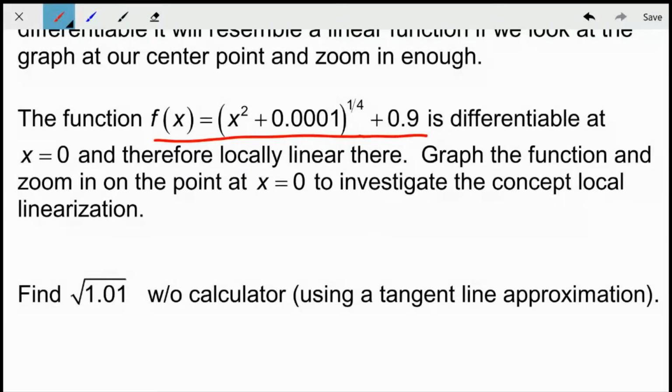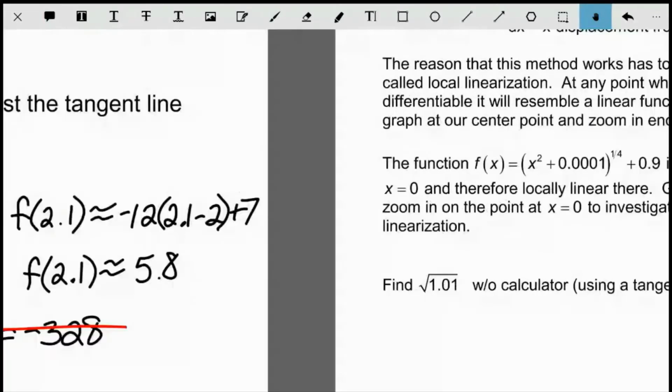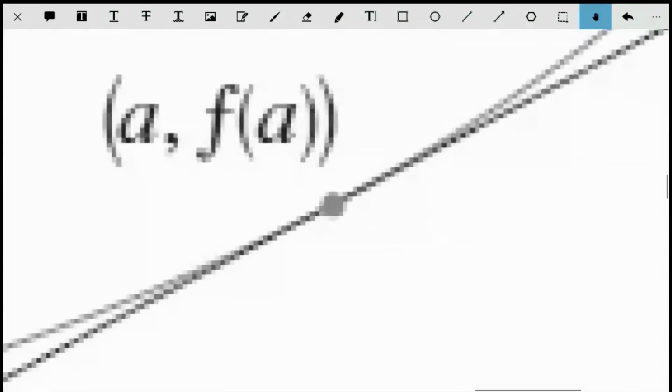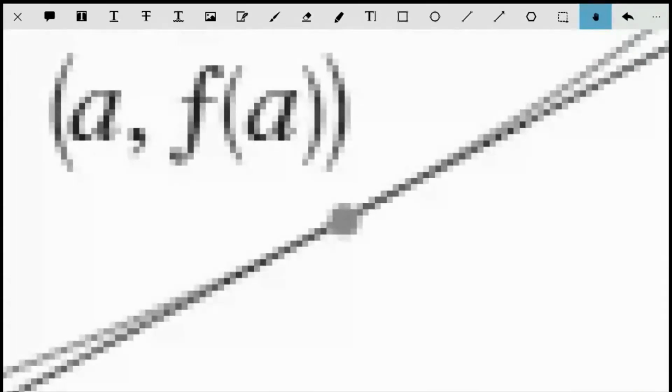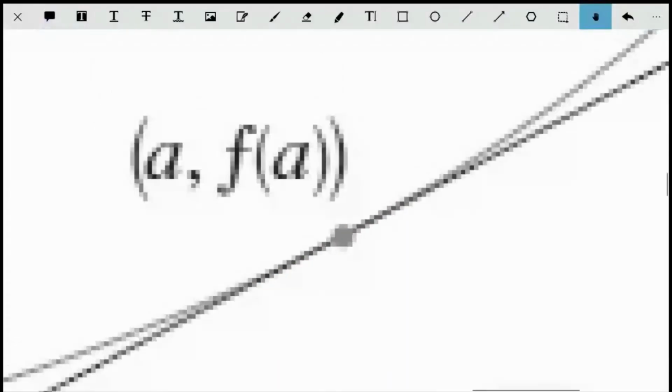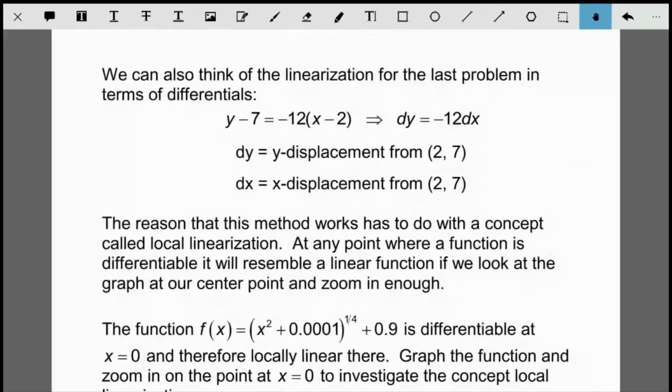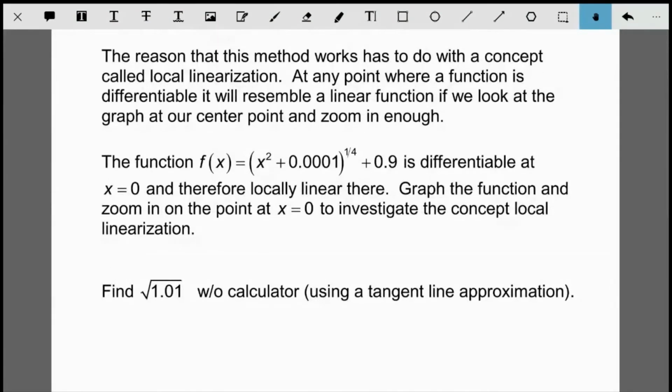And you'll start to see how that graph starts to resemble a straight line very, very close to x equals 0. Okay, so that's essentially what I was talking about on this graph over here, that idea of local linearization. When I'm very, very close to this point of tangency, you can see both of those just look like a straight line. So that's the idea that we're using when we do these linearizations: if I'm close to the point of tangency and it's a differentiable function, then the function starts to resemble a straight line.